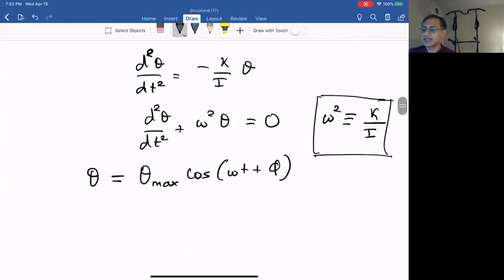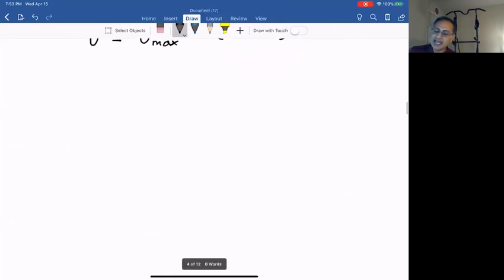ω depends on the stiffness of this coiled spring, which is k, and the rotational inertia of the mass, which is I. And so that's it. Now let's look at one specific example of angular simple harmonic motion, and that is the physical pendulum. This is a very important special case of angular simple harmonic motion, the physical pendulum.